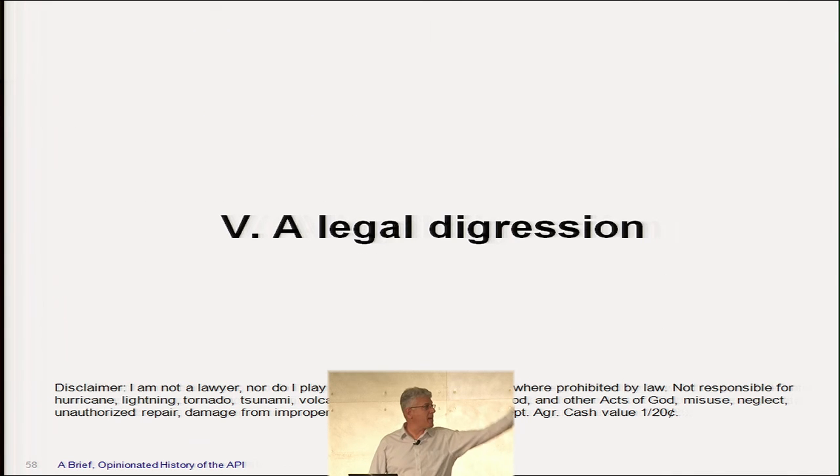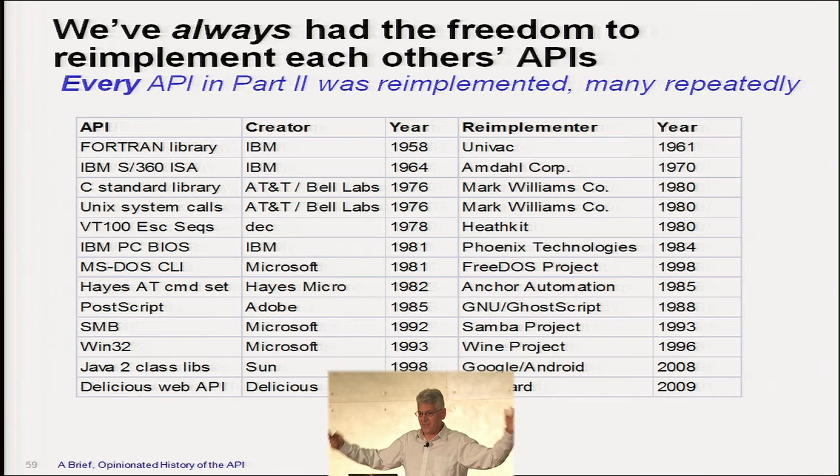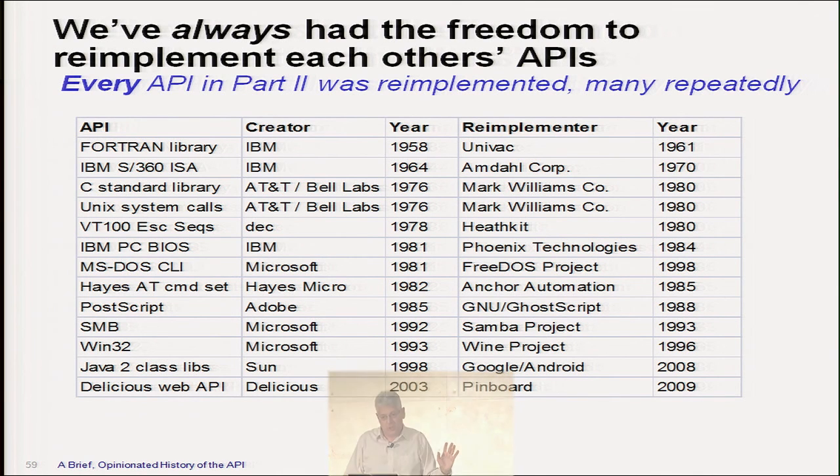All right, now I'm going to take a brief legal digression, and this is the last section of the talk. Thank you all for your patience. So, first of all, we have always had the freedom to reimplement each other's APIs. For example, every single API in my tour has been reimplemented, many of them repeatedly.